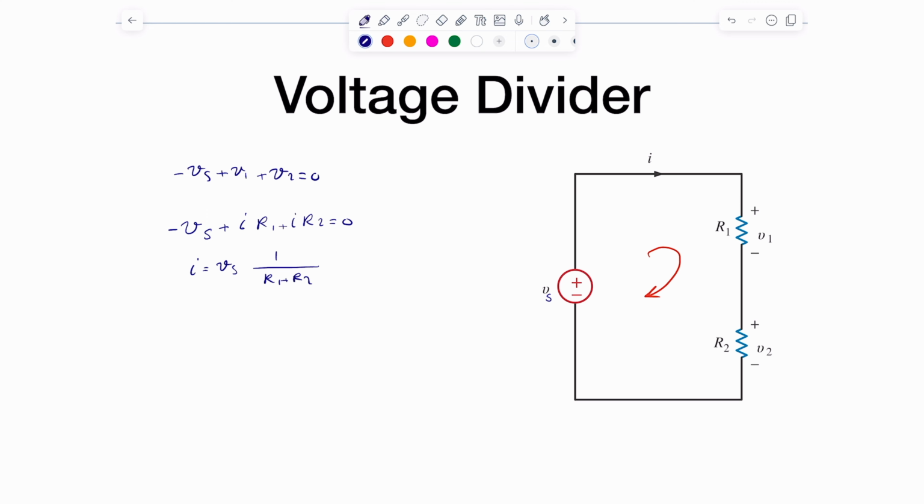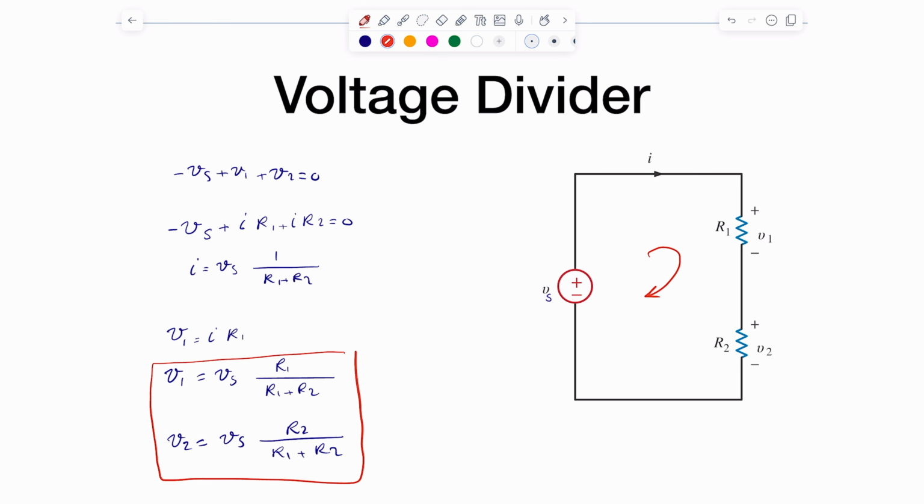Now, what I'm interested in is, again, V1 and how it relates to Vs. So let's write an equation for V1. Based on Ohm's law, V1 is simply I times R1, but we know that I is this particular term. So I is simply Vs times 1 over R1 plus R2, but we're multiplying by R1. Similarly, we can figure out the voltage V2: it's Vs times R2 divided by R1 plus R2. You can use the same exact approach to get it.